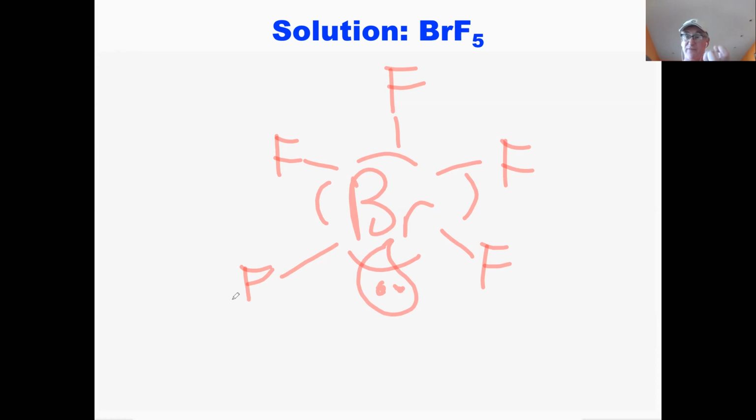In a perfectly octahedral setup, this bond angle would be 90 degrees. Now, is the bond angle for this molecule going to be more than 90 degrees or less than 90 degrees? Less than 90 degrees. Why is that?